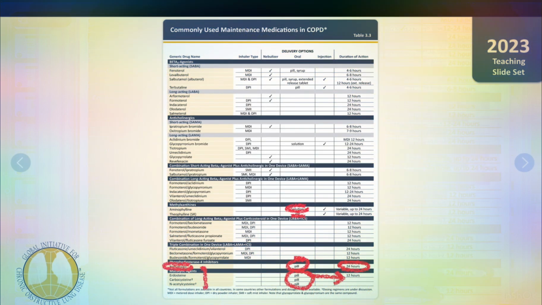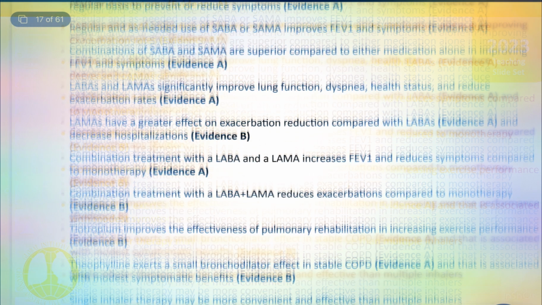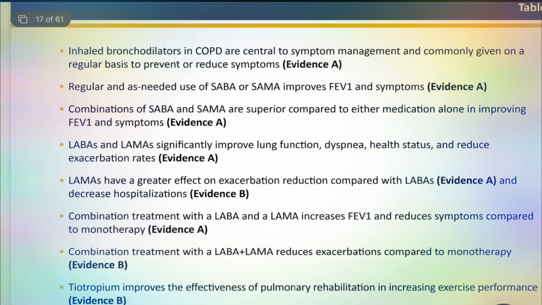After that, they are telling about the bronchodilators in stable COPD patients. So they are telling about the inhaled bronchodilator. Inhaled bronchodilators in COPD are central to symptom management and commonly given on a regular basis to prevent or reduce the symptoms. Inhaled bronchodilators are the treatment of choice. Regular and as-needed use of SABA and SAMA improves FEV1 and symptoms. Obviously, combination of SABA and SAMA is superior to either medication alone.